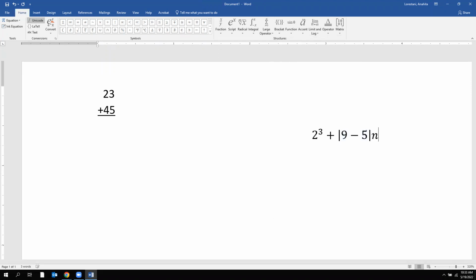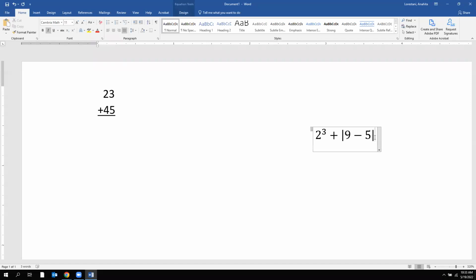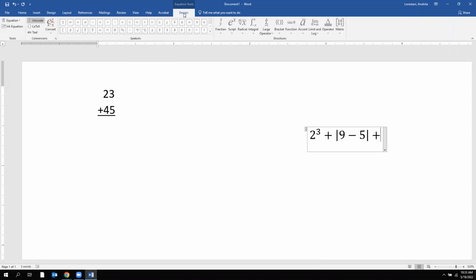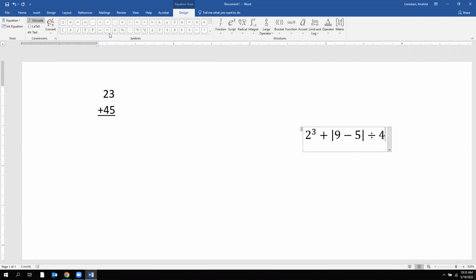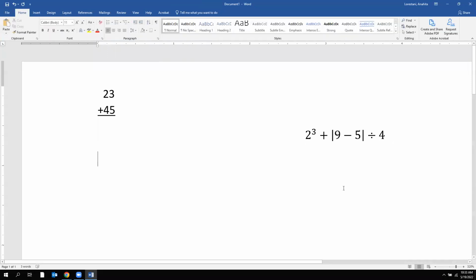And then we are going to go and type plus the square root of 4. So design. Let's say I want to divide by square root of 4. So to find the division sign, you can go up here, and that's where all the signs are. Do you see you have a plus minus sign, and then you have the division sign divided by 4.